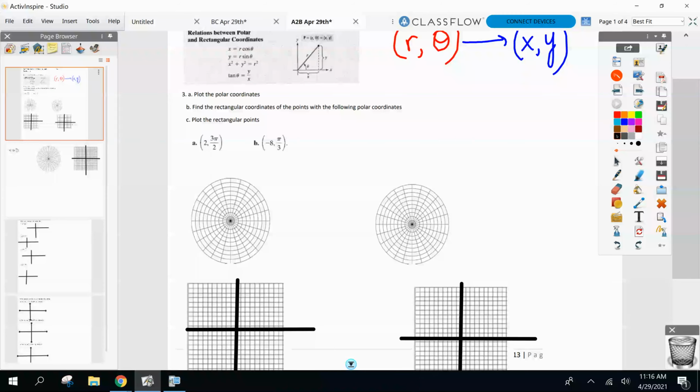3 pi over 2. What are you guys multiplying by to figure out where this is? 6. Yep. Multiply it by 6. So we're really graphing 2, 18 pi over 12.